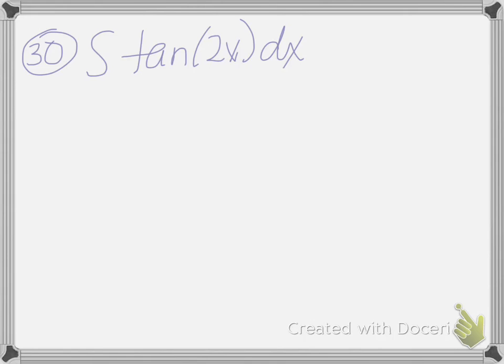Okay, for number 30, this is a U substitution problem. There is no antiderivative of just tan of something. So you actually have to rewrite this. You have to rewrite this as sine over cosine.